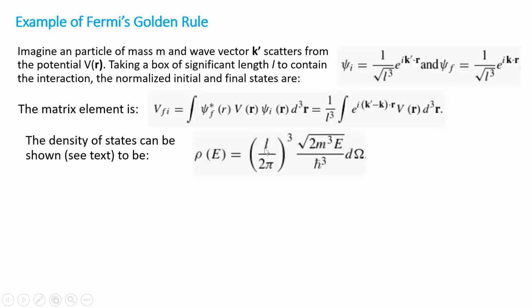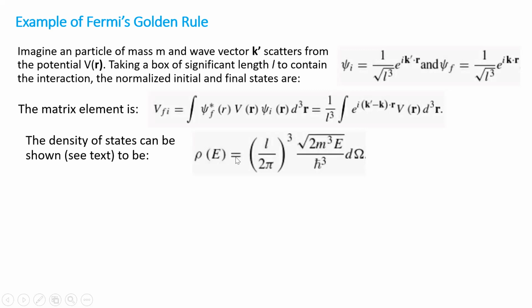rho of E is something to do with the volume of the box, which makes sense. The bigger the volume of the box, the more energy states there will be, times this factor, which is proportional to the square root of E. So the higher the energy, the more states there are per unit energy interval. And it's also multiplied by the solid angle d omega, because remember these wave vectors are scattering somewhere in space. So the bigger the region of angles we give, the more energies there are that will go into those angles. So that's the density of states.